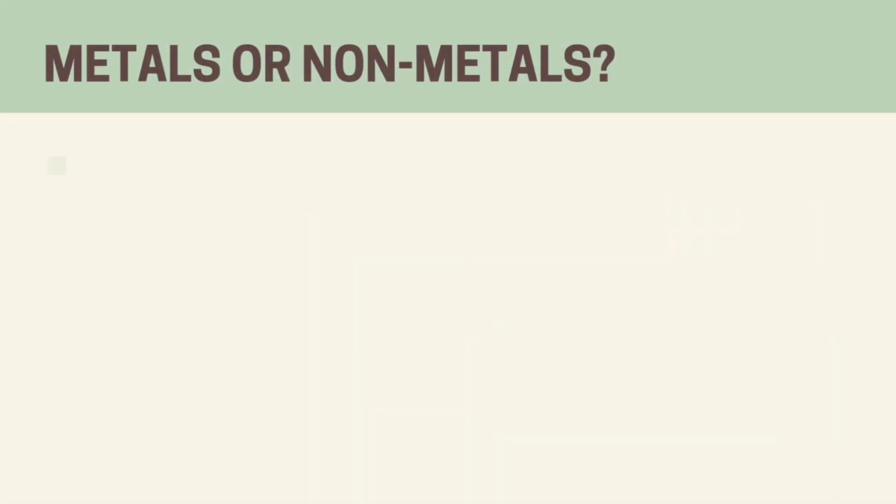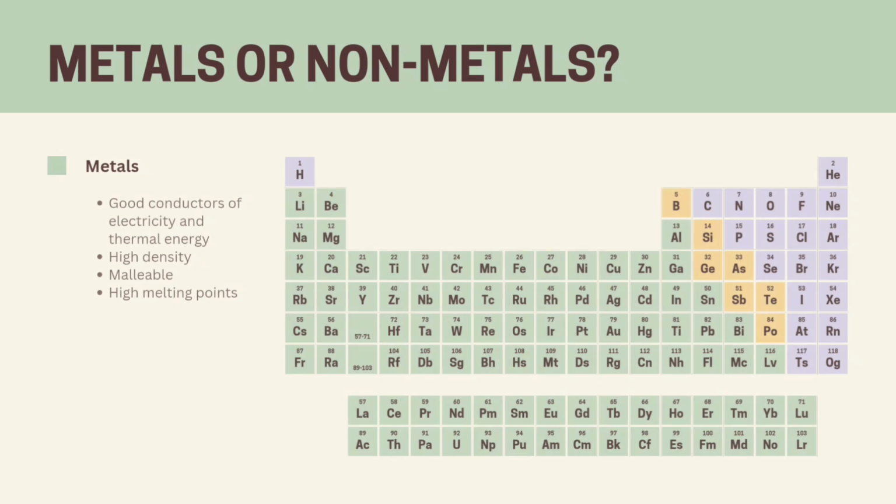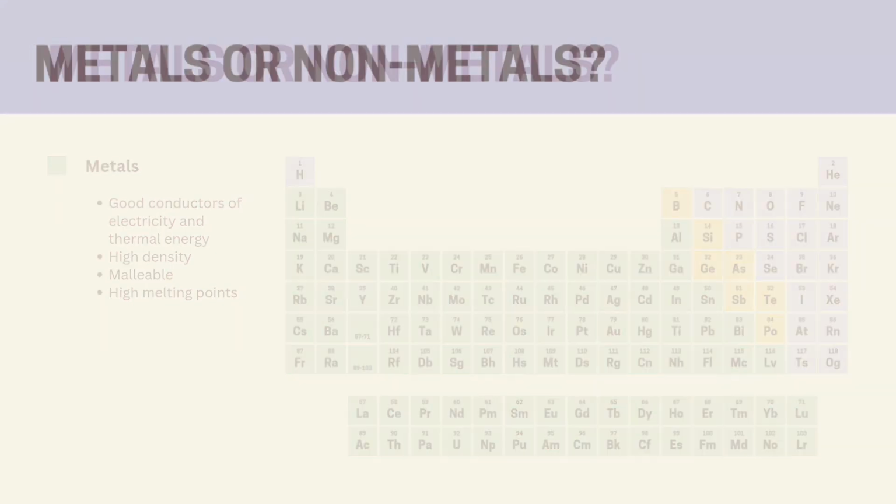Now we will learn about the metals and non-metals. Metals. First we will introduce metals. They are good conductors of electricity and thermal energy. They have high density, are malleable and have high melting points. The elements marked in green are known as metals in the periodic table.